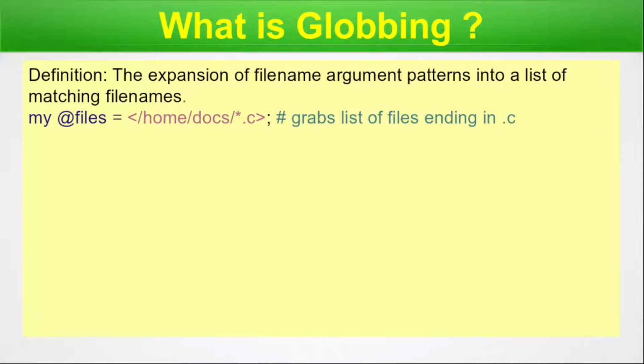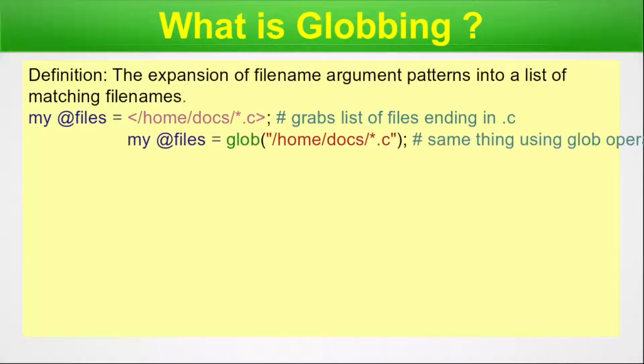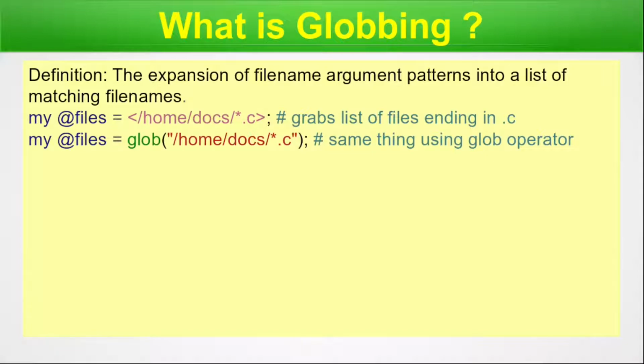If we write my @files and then we give this particular syntax, that is /home/docs/*.c, exactly as the syntax, it gives a list of the files ending with .c that are residing in the docs folder. Similarly, if we write the glob function, that is my @files = glob home, then docs, then *.c, it will list up the C files and give it back to the @files array. So this is the purpose of the glob operator, or definition you can say.